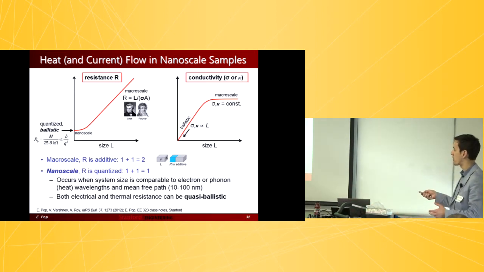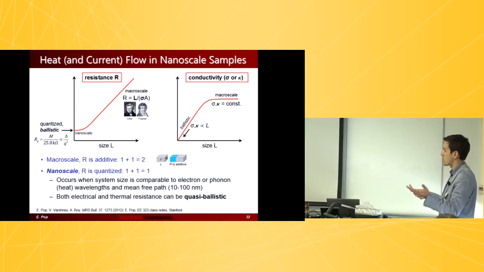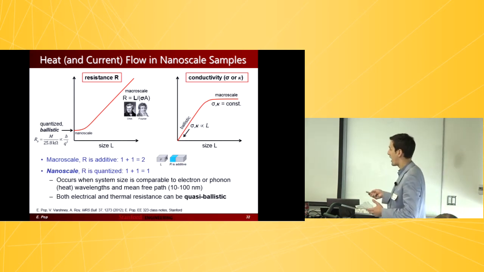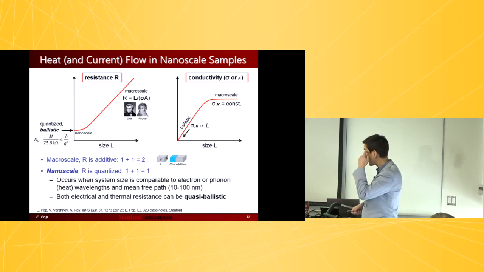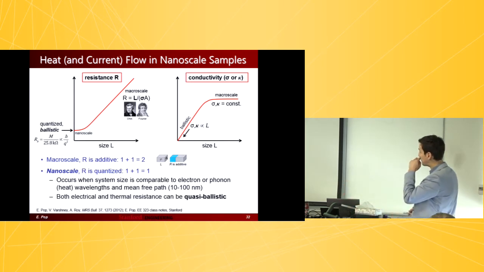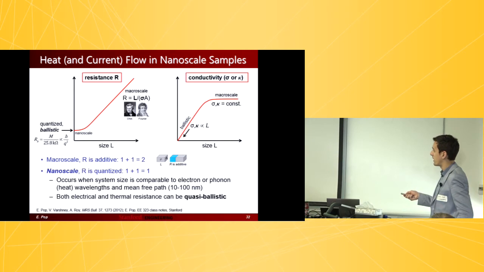In fact, there's some weird math. At the macro scale, you take a resistor, you add another resistor, you make it longer, the resistance goes up, right? 1 + 1 = 2. In the nanoscale, if you have two ballistic resistors and you put one in series with another, you still have a ballistic resistor. So it's kind of funny math that 1 + 1 = 1, essentially. When do these things happen? These things happen at dimensions of 10 to 100 nanometers, right? So that's basically when these things are occurring.